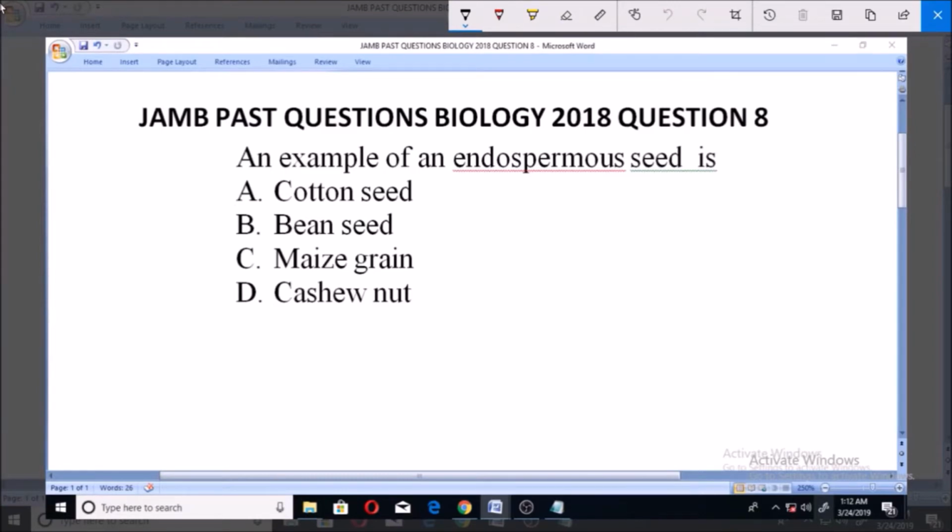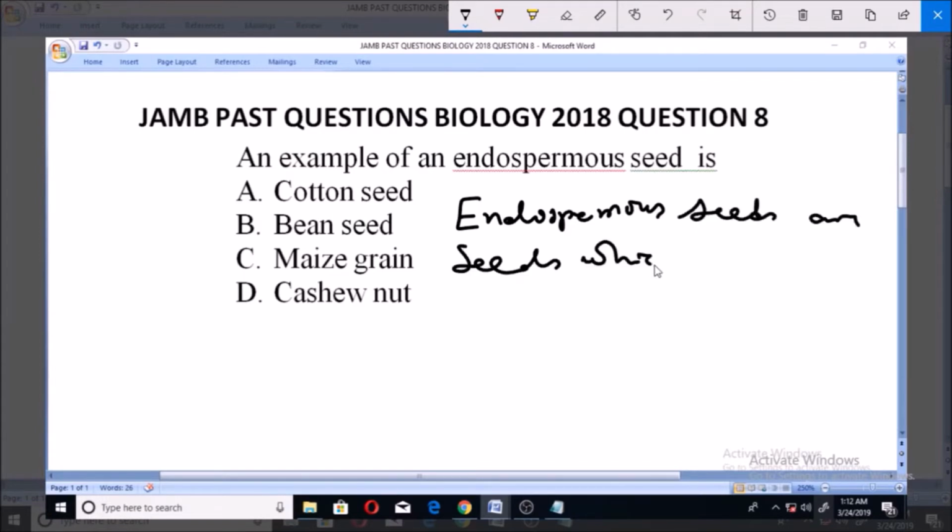So what are endospermous seeds? They are seeds which possess endosperm. So all the seeds that possess endosperm are known as endospermous seeds, and they could be monocotyledons. So what are the endospermous seeds from the options that we have? The maize grain is an endospermous seed.